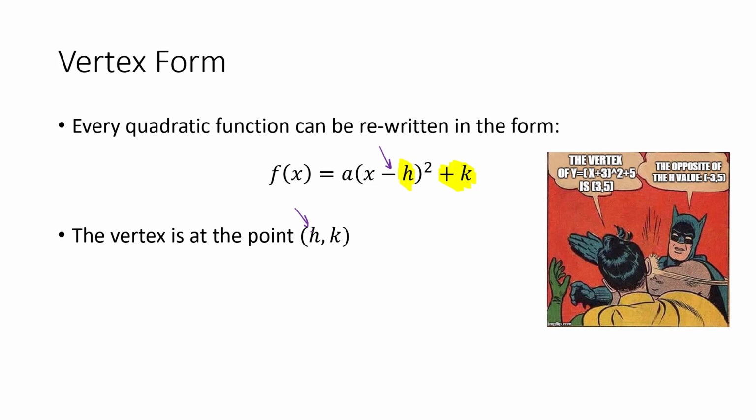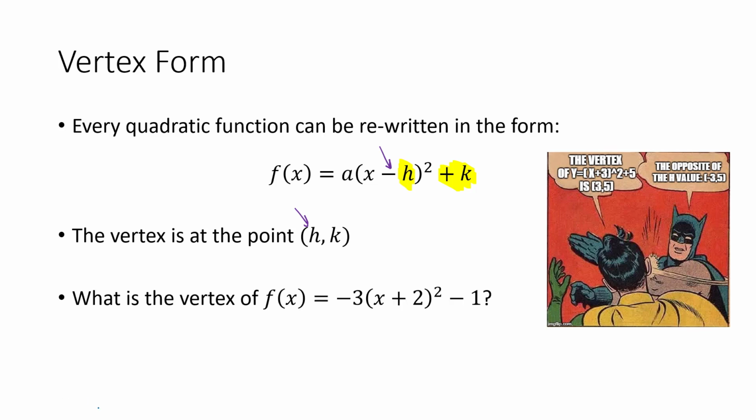Batman and Robin had a huge conversation about this. Robin claimed the vertex of x plus 3 squared plus 5 is 3, 5. But you'll notice we need to take the opposite sign, not plus, but minus. So Batman's correcting him here ever so gently, as Batman does. No, it's negative 3, 5, because it's the opposite of the h. The k is the same, but the opposite of the h.